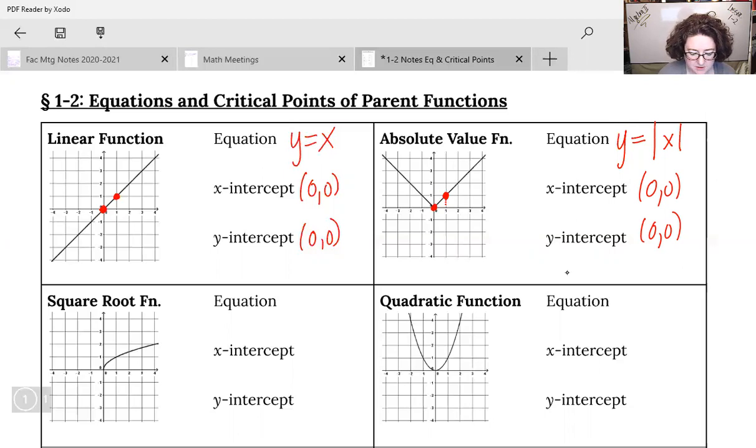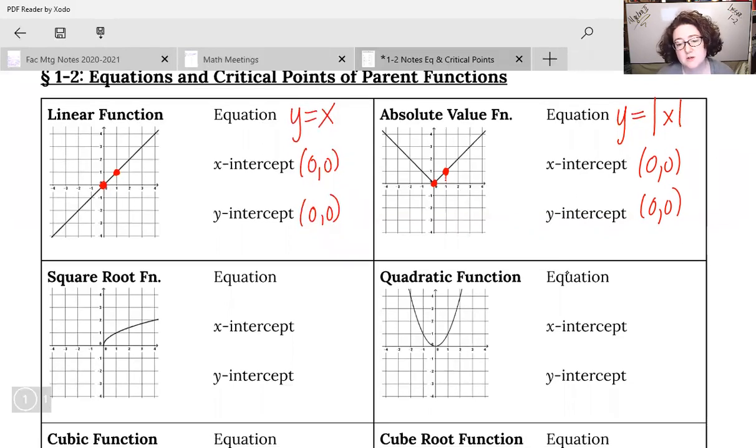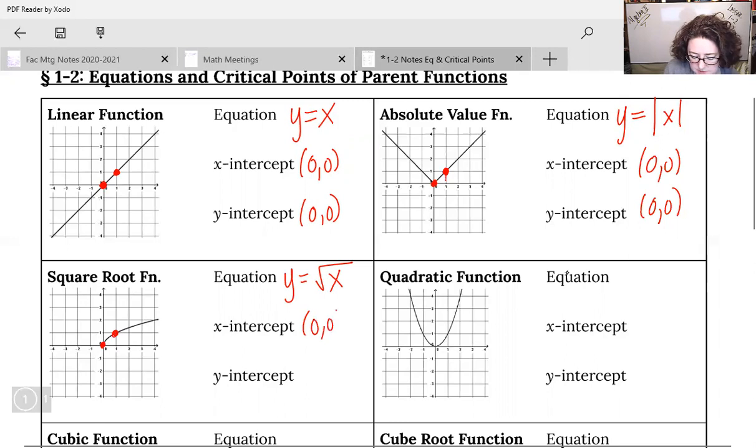Alrighty, next function, we have our square root function. Again, looks like kind of a little check mark. We hopefully noted last time that we don't have any negative values on here. Everything's in the first quadrant. We have it starting at the origin again, and lo and behold, we have another point sitting right at 1, 1 on the graph. Our equation for this, if we're going to take the square root, looks like square root of x. Our x-intercept and y-intercept, no surprise here, those are still at the origin. So 0, 0 for both of those.